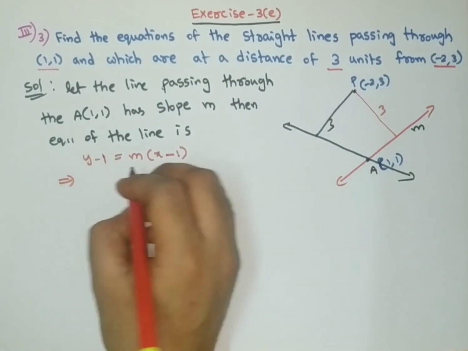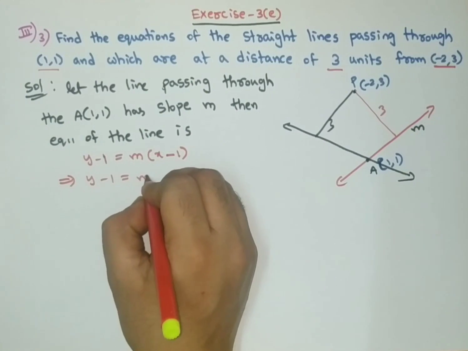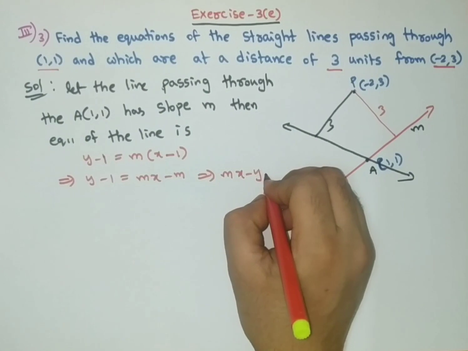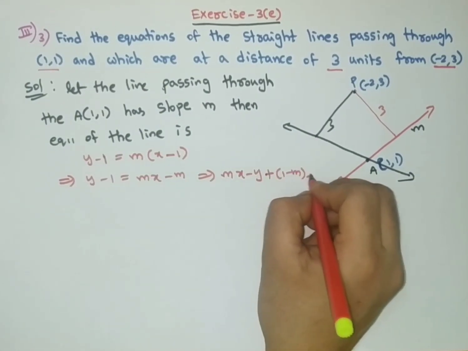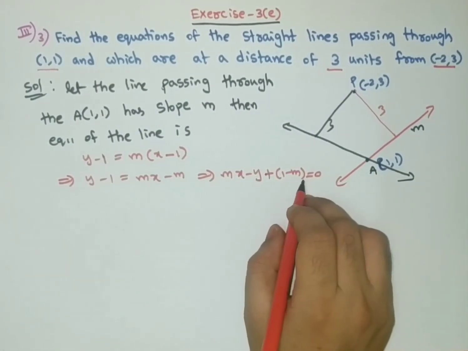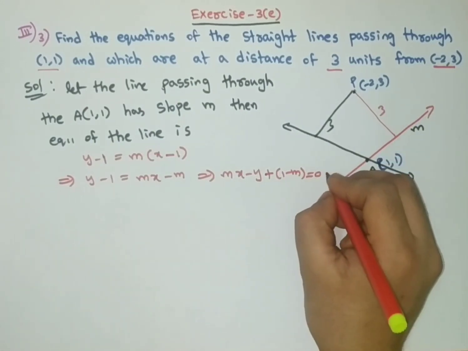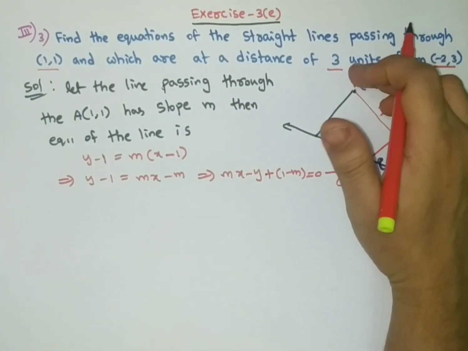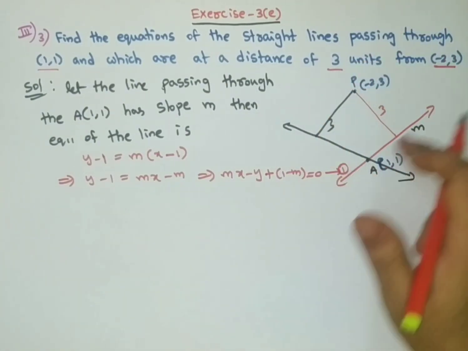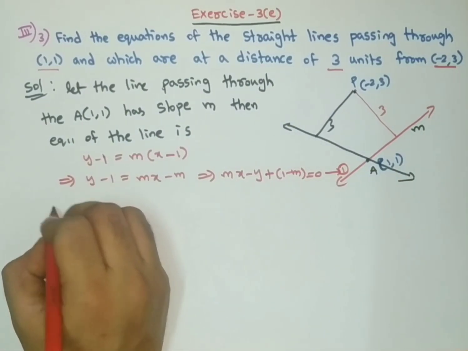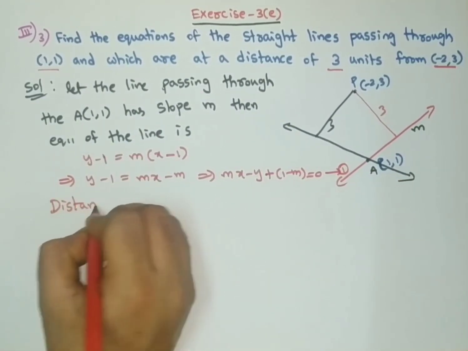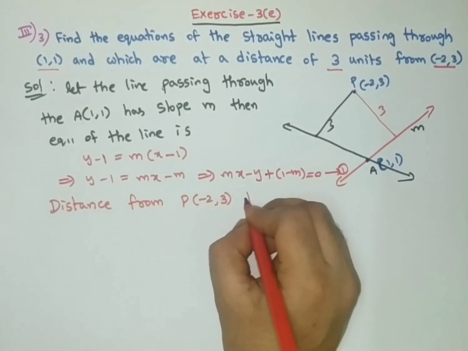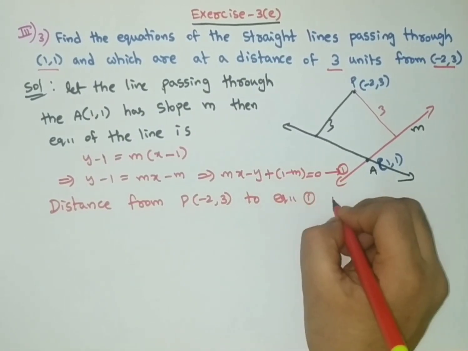So what we will get? y minus 1 is equal to mx minus m. That implies mx minus y plus 1 minus m is equal to 0. This is the line equation; make it equation 1. Now, what is given is the distance from the point to this line. The distance from P(-2, 3) to equation 1 is given.